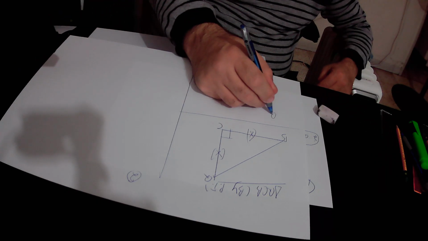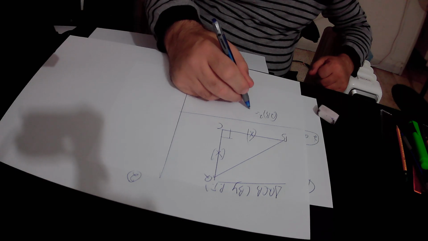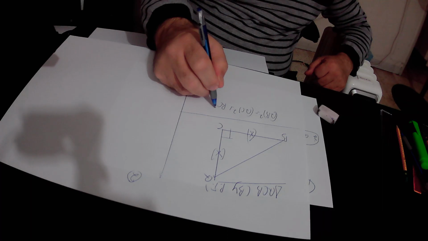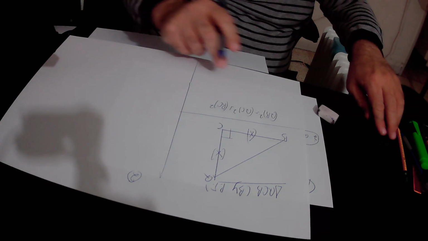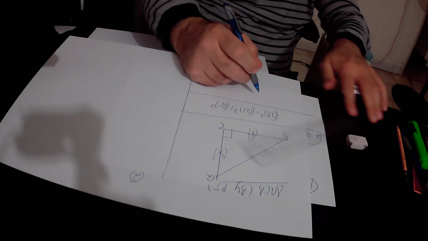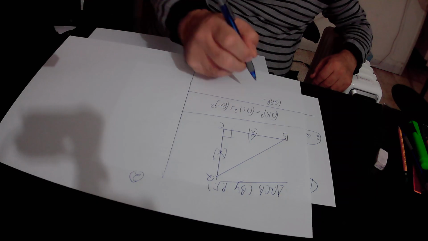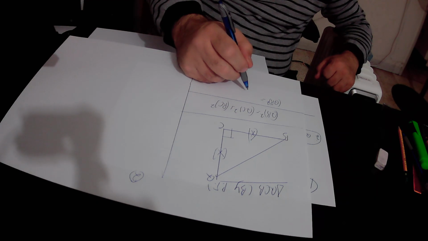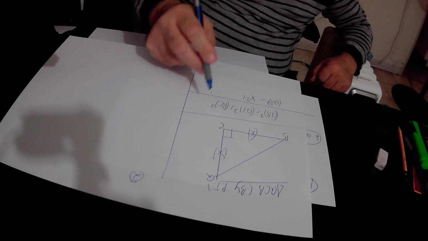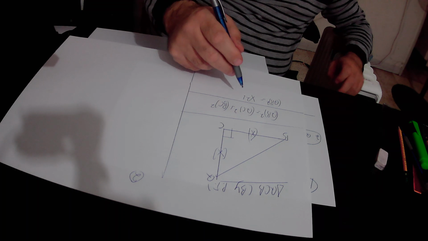QB squared equals QC squared plus BC squared. So QB squared, that is the square of the hypotenuse, equals QC squared. QC is x, therefore QC squared is x squared, plus BC squared. BC is x, therefore BC squared is x squared.